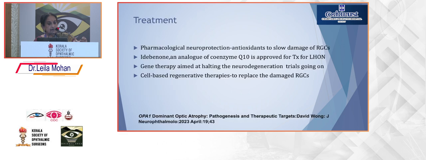Dominant optic atrophy with combined other manifestations of sensorineural hearing loss, myopathy, and peripheral neuropathy is called DOA plus. Coming to treatment: pharmacological neuroprotection, generally with antioxidants to reduce oxidative stress and slow damage to the retinal ganglion cells. Idebenone, which is FDA approved for Leber's, has been used even for dominant atrophy. Gene therapy aimed at halting neurodegeneration has been tried, and cell-based regenerative therapies also have been tried but are of no use.